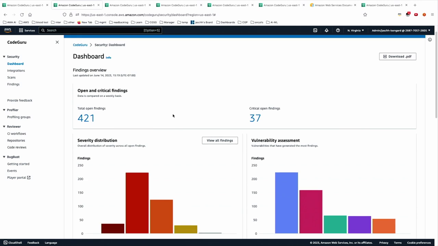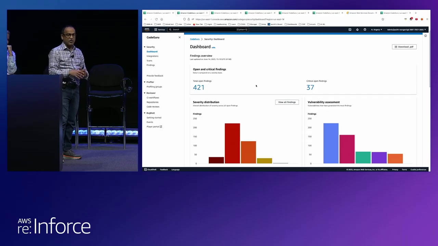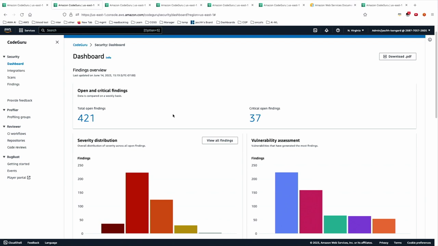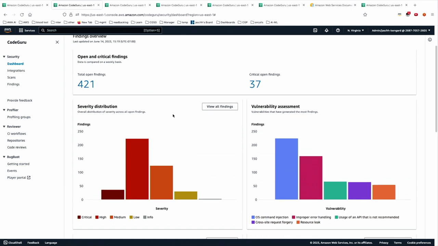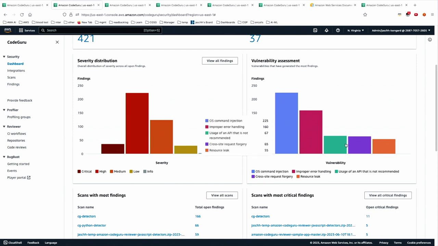This dashboard shows my test account where I've integrated CodeGuru Security into about 20, 30 pipelines. And this gives you a high-level view of what's happening across those pipelines. As a security engineer or a security exec, it gives a very nice view of the security posture of various pipelines in one place. You can tell at a glance how many open findings there are, what the critical findings are, what the distribution is, and what my top five vulnerabilities are across my pipelines.